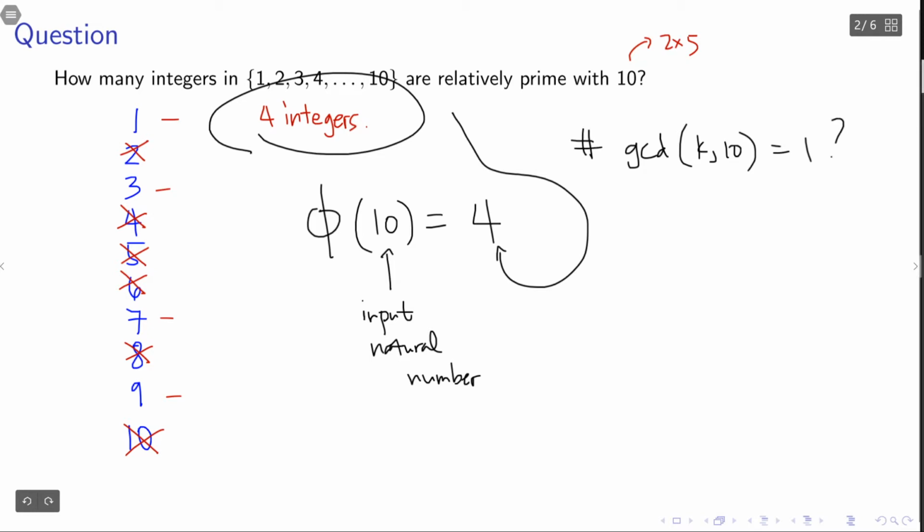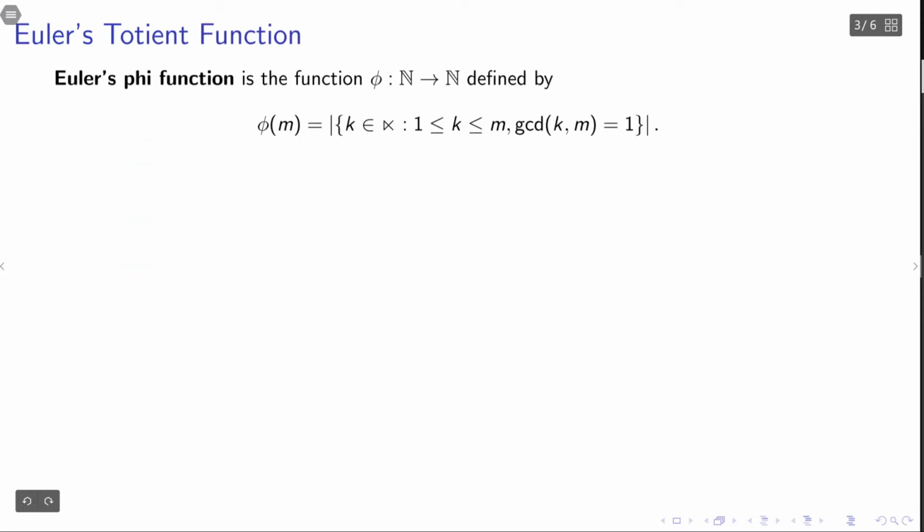And we'll see some application of this later on when we get to what we call Euler's theorem. But in this video, let's talk about the phi function in more detail. In fact, that's the definition, right? And I don't know why this is the symbol here. It should be k in the natural numbers, right? So it's the cardinality of this set, the set of all natural numbers from 1 to m that are relatively prime.